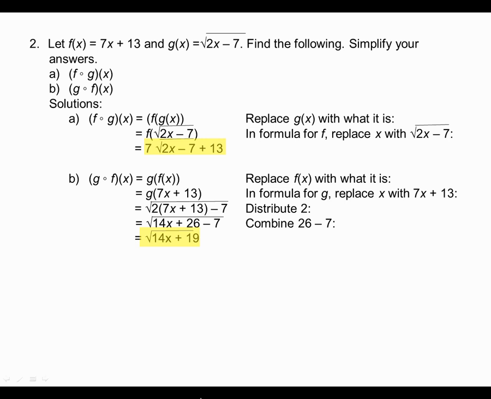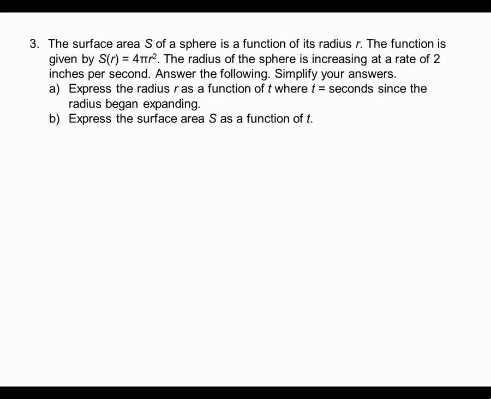Okay, let's have kind of a word problem. Number 3. The surface area S of a sphere is a function of its radius r. The function is given by S of r equals 4 pi r squared. That is the formula for the surface area of a sphere of radius r. The radius of the sphere is increasing at a rate of 2 inches per second. Answer the following. Simplify your answers.